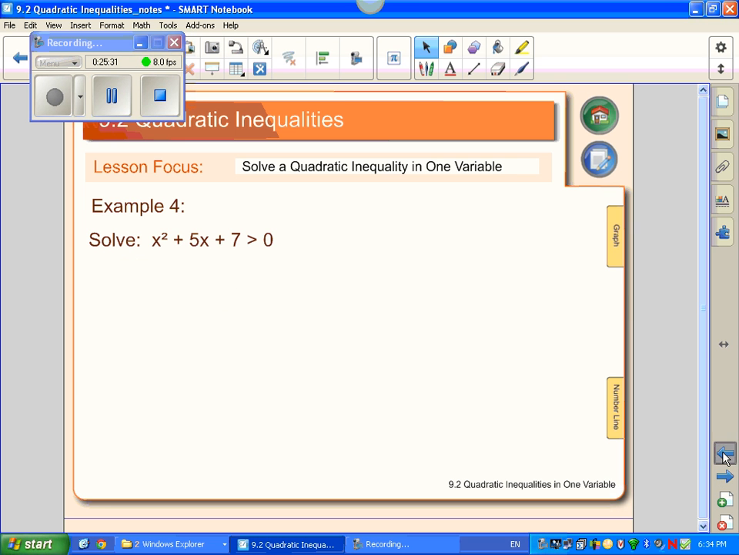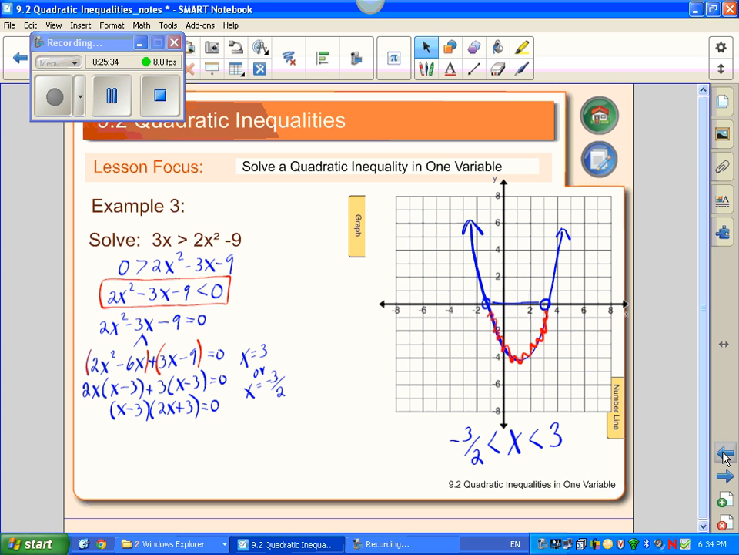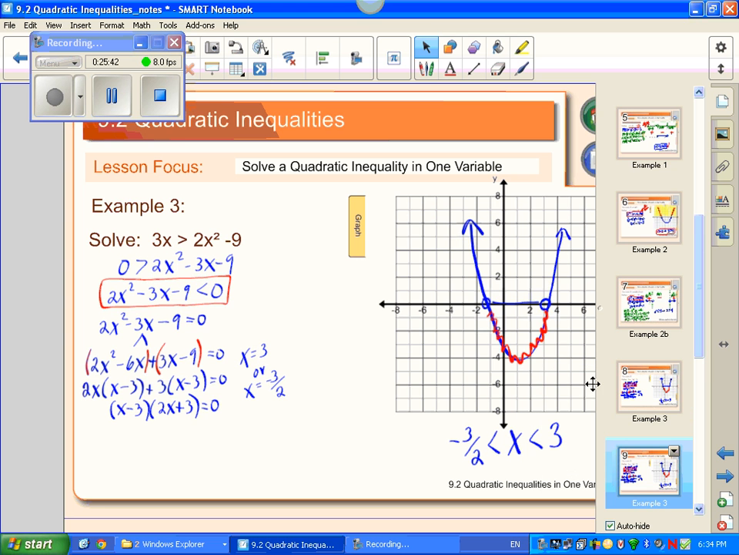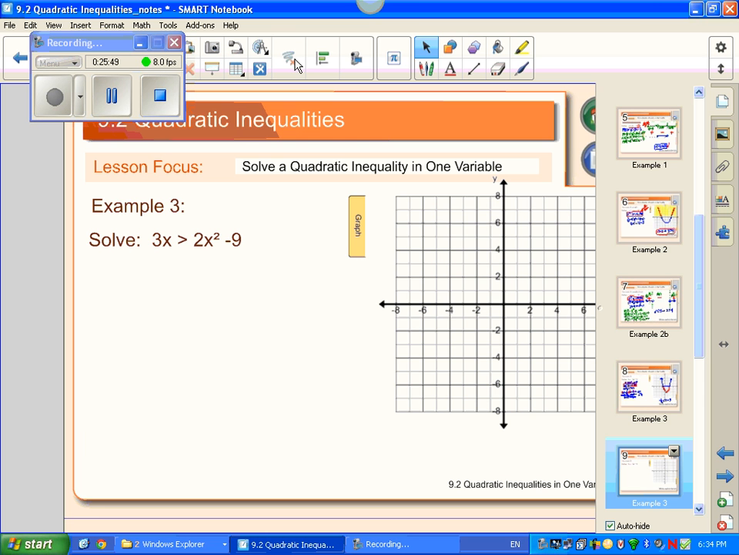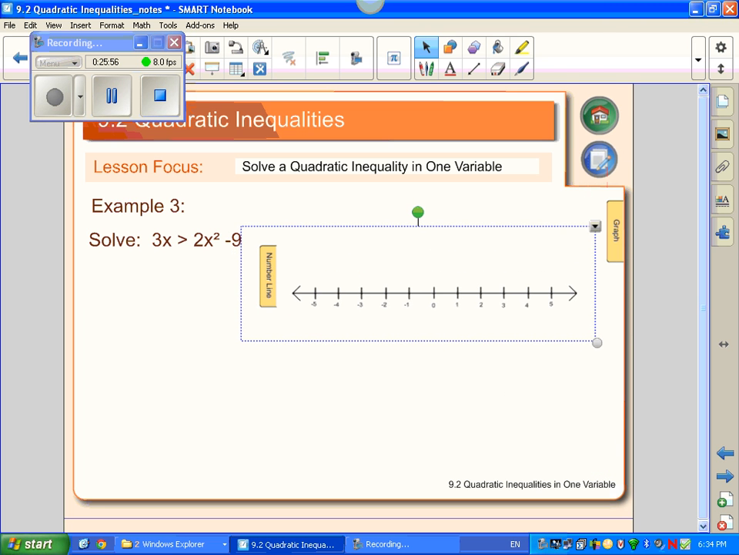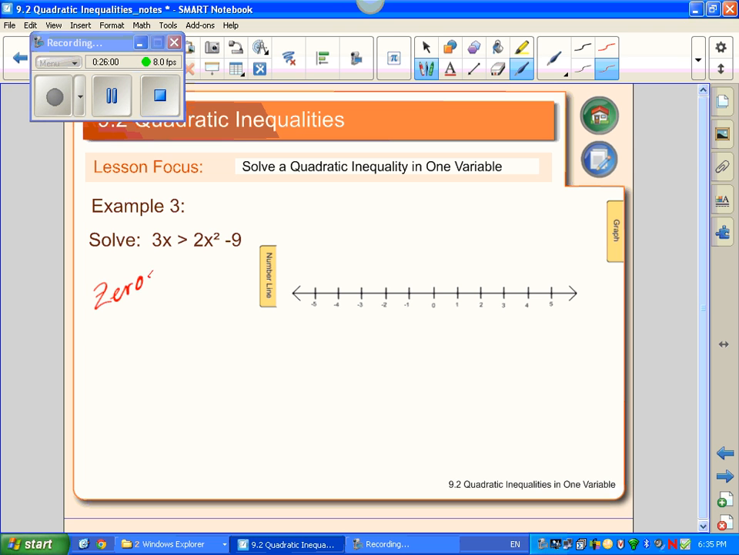Let me just take this, I'll just clone this page. And we said that our zeros, just a reminder of where our zeros are, 3 and -3/2. Because it was set up so it was a less than 0. Was it? I'll double check. You don't want me to make that mistake again. So 2x squared minus 3x minus 9. And we said, where is that less than 0?